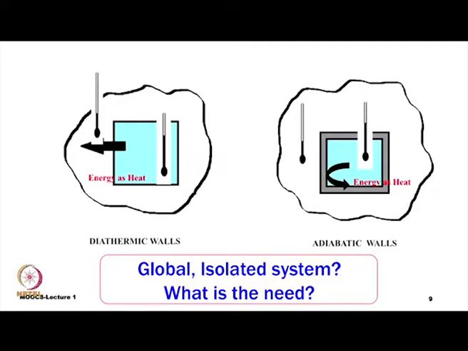If we look at some of the old books, those books have introduced another terminology, and that is called global isolated system. What is the need of introducing another terminology, global isolated system? The reason for introducing such a concept in some of the books has been the following.